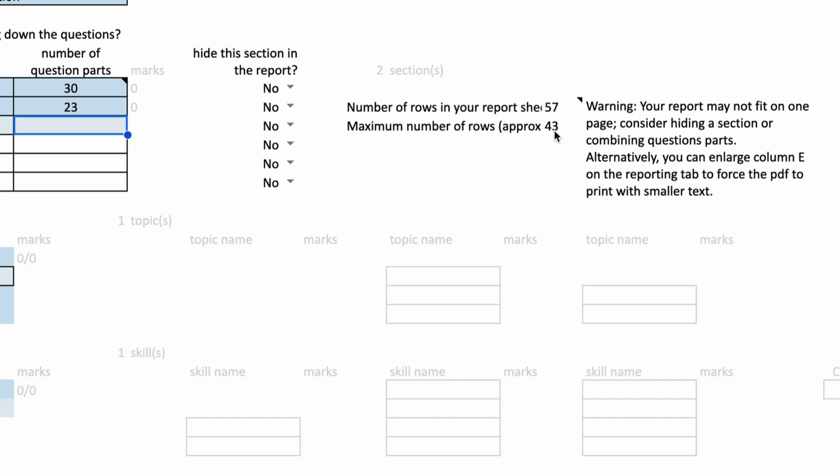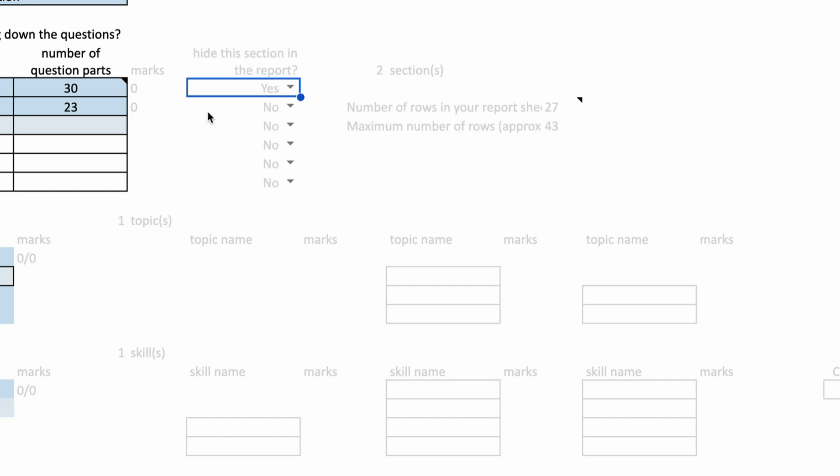In this particular test, I'll probably take a different route, because remember, I've got those 30 multiple choice questions. I've got 23 in the other part. So if I go to hide the multiple choice, it will still give me the summary of the multiple choice, but won't show me every single question. Okay, so it's happier now. So carry on to the next part.